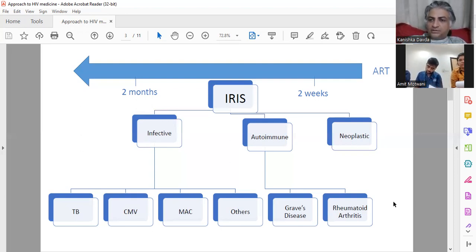Otherwise, patient will stop medicine, not come to you, go to somebody else. Or he'll come to you after 3-4 weeks after having stopped everything. By that time, all the ART will get resistant. Right? So you have to be very careful.